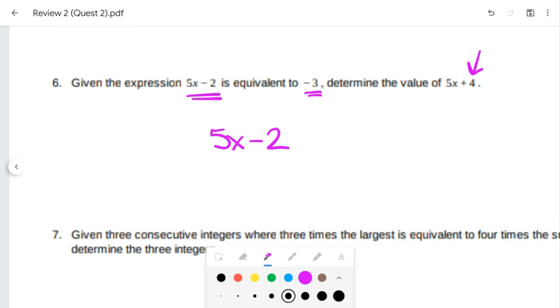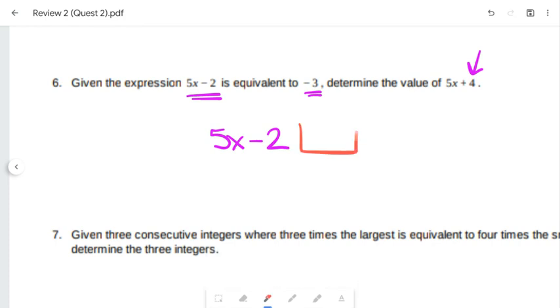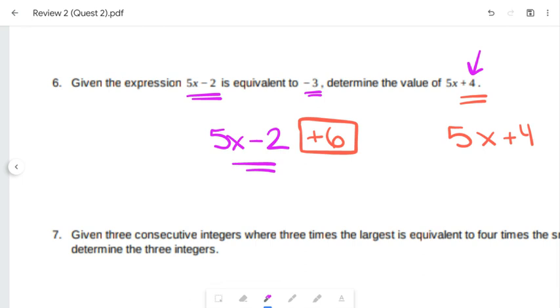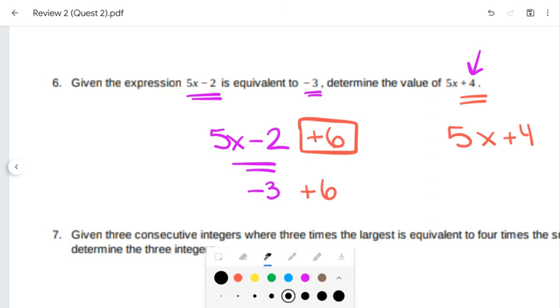Now I got to think about, what would I do here to turn this equal to 4? Well, we want to be positive 4, and we have negative 2 on the left side of that, so I'm going to add 6. Because if I combine that, that would be 5x plus 4. But I'm rewriting it so that way I can plug in for this 5x minus 2, and that's going to be negative 3. But I'm going to keep that plus 6, because then when I simplify negative 3 plus 6, we get 3.